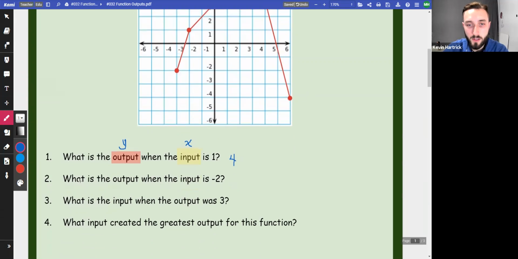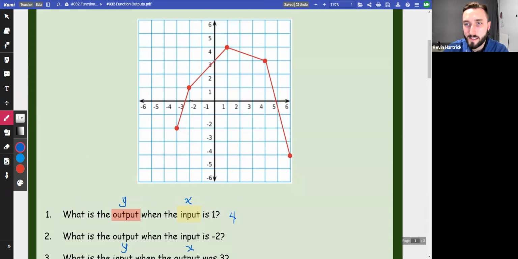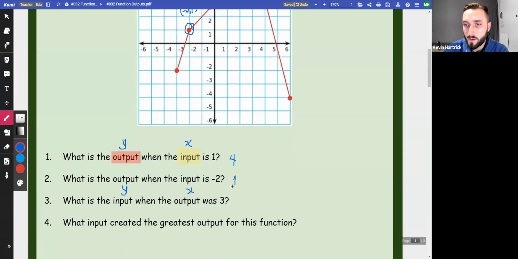All right, let's look at number 2. What is the output? Again, they're looking for the Y value when the input, or the X value, is -2. So I'm looking at -2 on the X axis, and where that crosses the function on the line, it's at this point right here. This point is (-2, 1). They're looking for the Y value, so my answer for number 2 is 1.